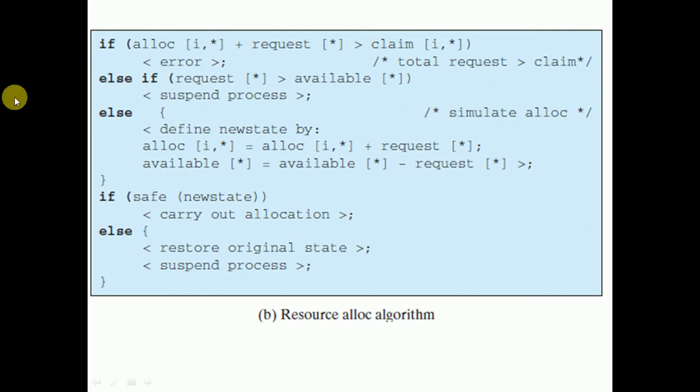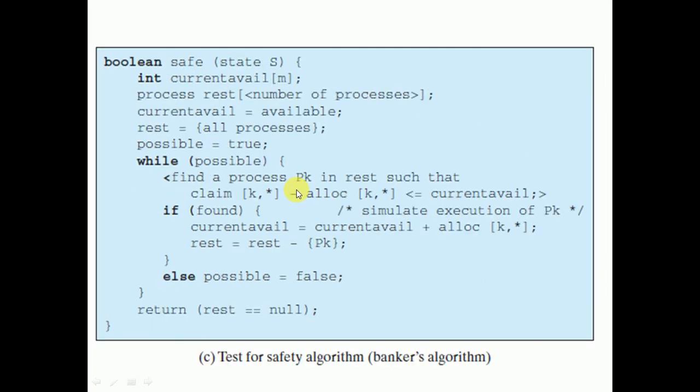Then if the request is greater than the available, if newly I am going to make a request but the request is greater than the particular available resources, obviously I am not able to process anything, so I am going to suspend the process. If these two conditions are not met, then I am going to define the new state, allowing the system to execute in it and identify whether it is in the safe state or the unsafe state. So this is the way the resource allocation will be executed.